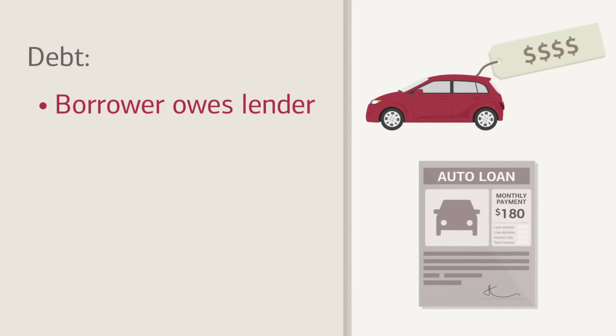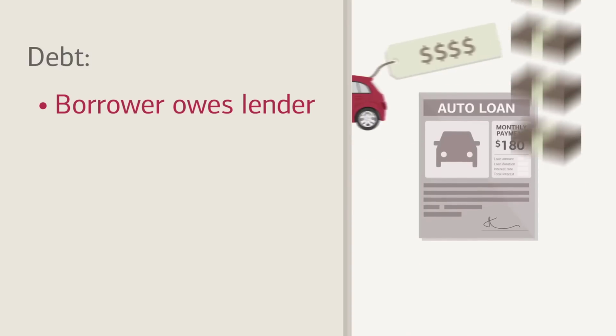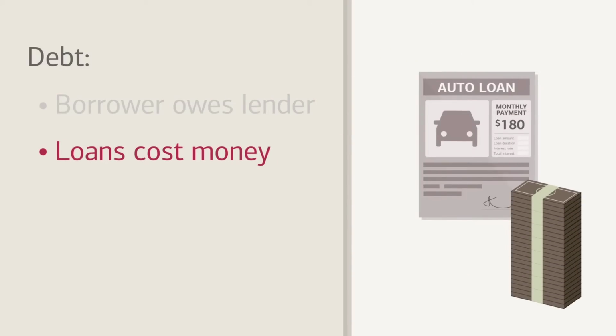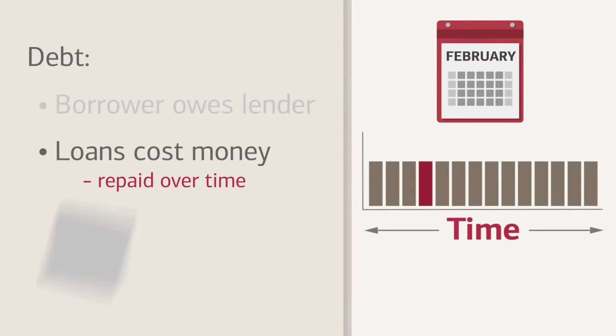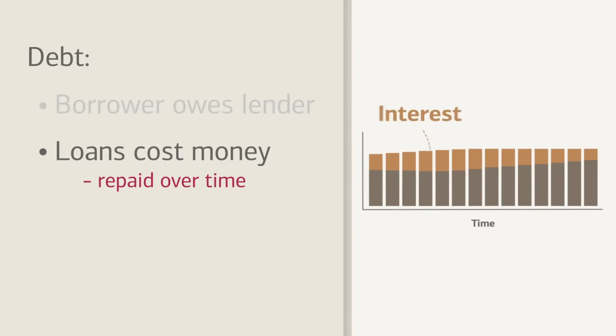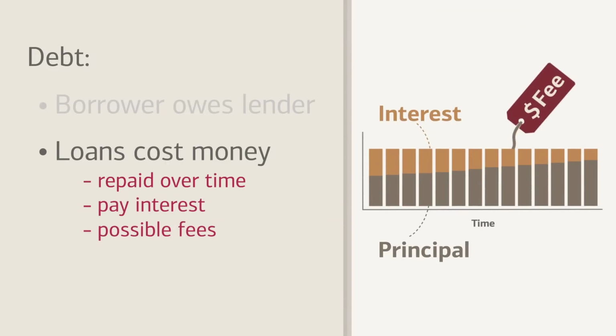But a loan isn't free money. It actually costs money too. Explain to your teen that when she takes out a loan, she'll have to repay it over a certain amount of time, typically in monthly installments. And she'll have to pay interest and sometimes additional fees to her lender too. That's how a lender can make money in exchange for lending money to borrowers.